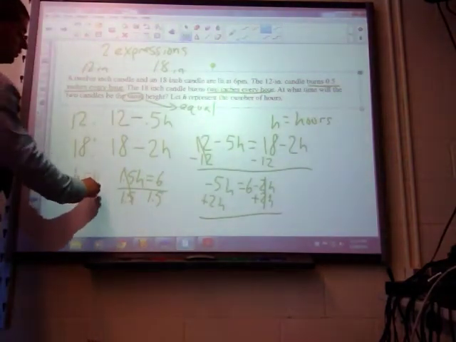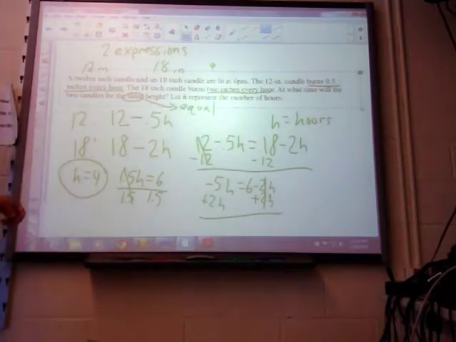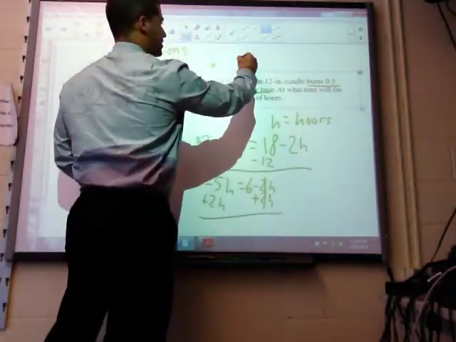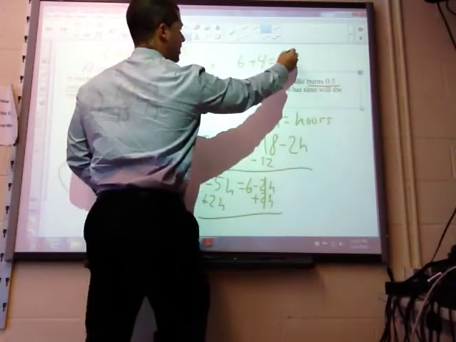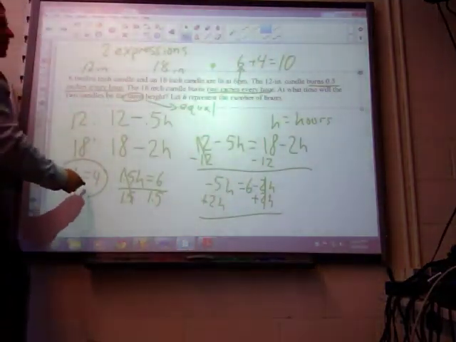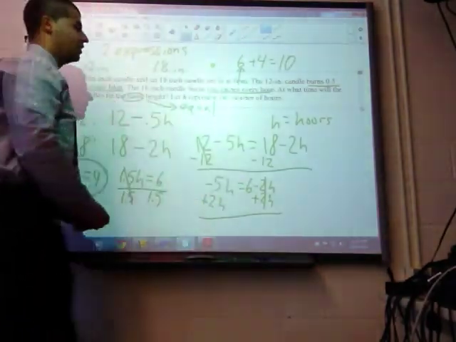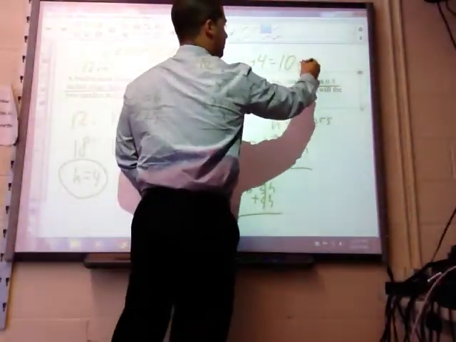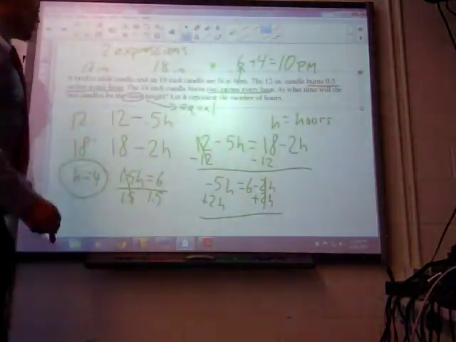H is 4. So after 4 hours they'd be the same, and that would be at 10 p.m. 6 plus 4 is 10 p.m. So it starts at 6, 4 hours to get to the equal point, and then it's 10 o'clock when they'll be equal, which is actually what the question's asking. At what time?